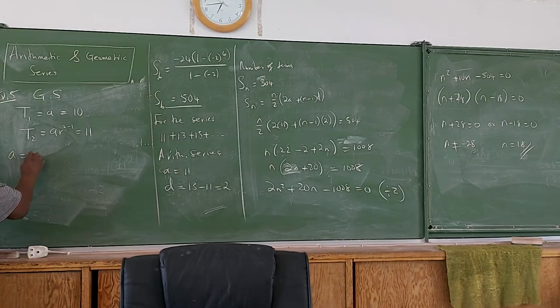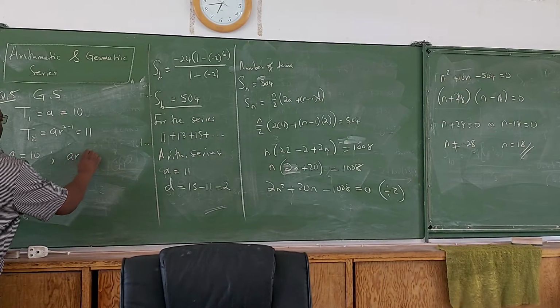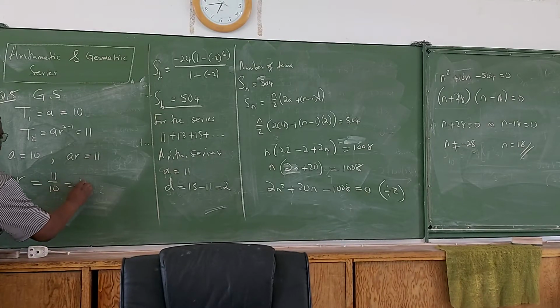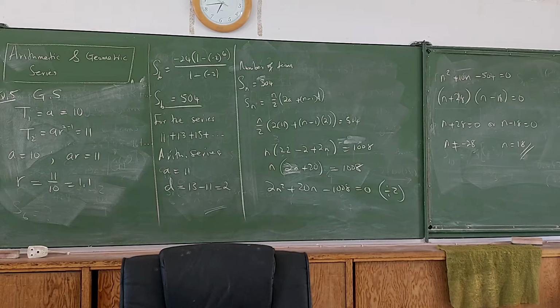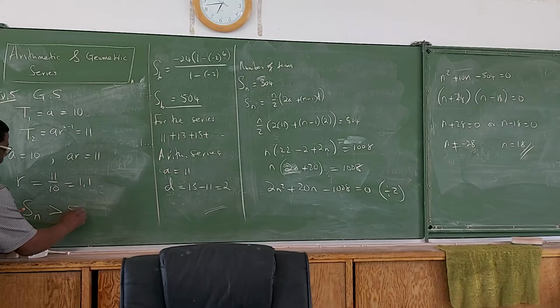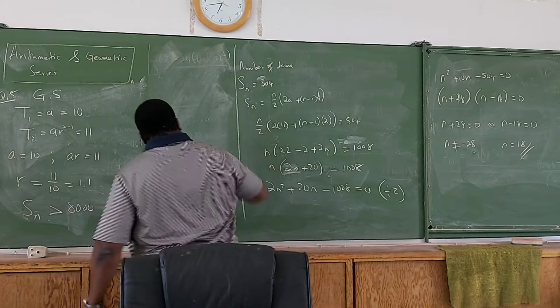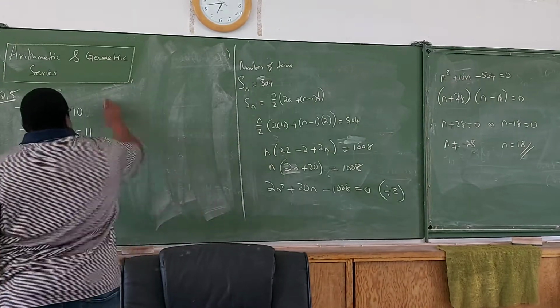So first term is 10. Second term is 11. We also know it's a geometric series, so r will be 11 divided by 10, which is nothing but 1.1. Does that make sense? Yes, sir. Find the smallest number of terms such that their sum exceeds 8,000. Is it 8,000 or 5,000? 8,000. The sum exceeds 8,000. Okay. So round up, of course, because we are dealing with inequality.